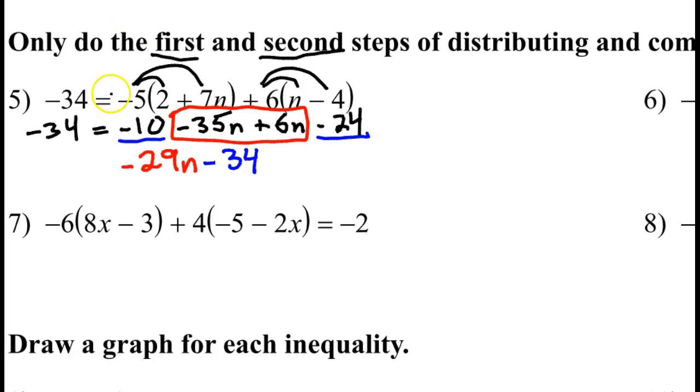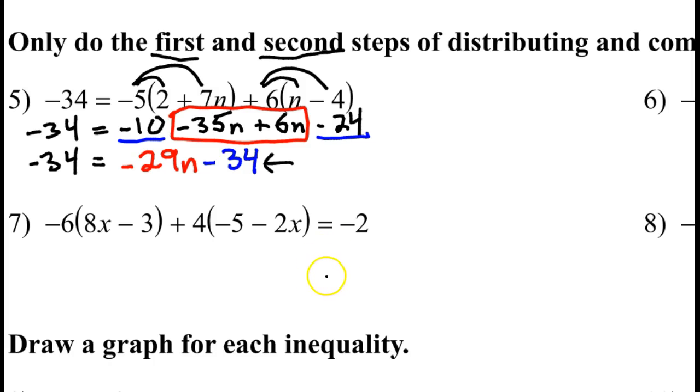And once again, just bring down the left-hand side. -34 equals. And that's all, because we're just doing the first and second step. We're just making sure you can get to this point where everything on one side is combined, and that's when you start adding 34 to both sides, dividing by 24, and so on.